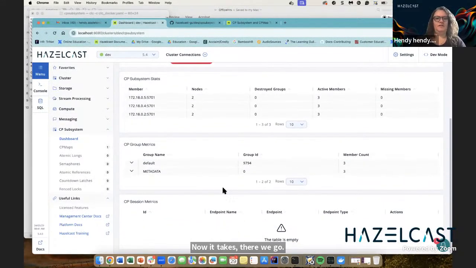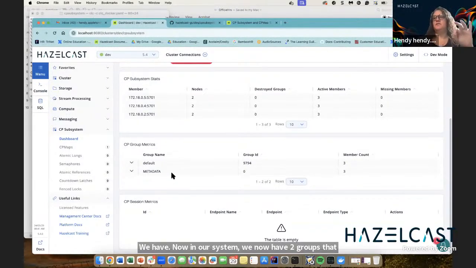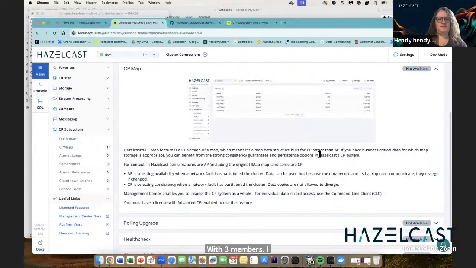We now have in our system 2 groups that have been created. We have the metadata group. This is the group that maintains the data for the CP subsystem itself. And we now have our group called, creatively, default with 3 members. I can now go under CP maps.